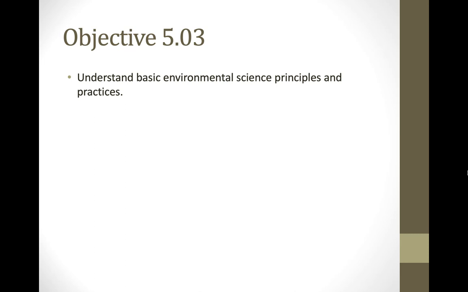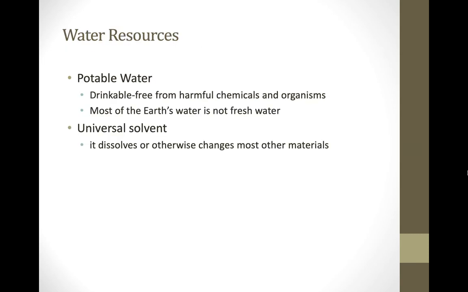But when we're looking at water, a couple of terms that you need to be familiar with. The first one is potable water, and basically this is drinkable water. Now we know that the earth is majority water. There's much more water than there is land, but all that water is not potable. We can't drink salt water, for instance. So this is drinkable. It's free from harmful chemicals and organisms, and most of your water that we have on Earth is not potable water. It's not fresh water. So you do need to be familiar with that term.